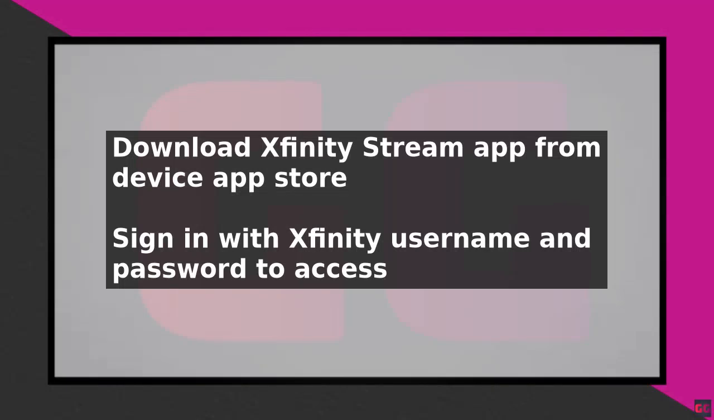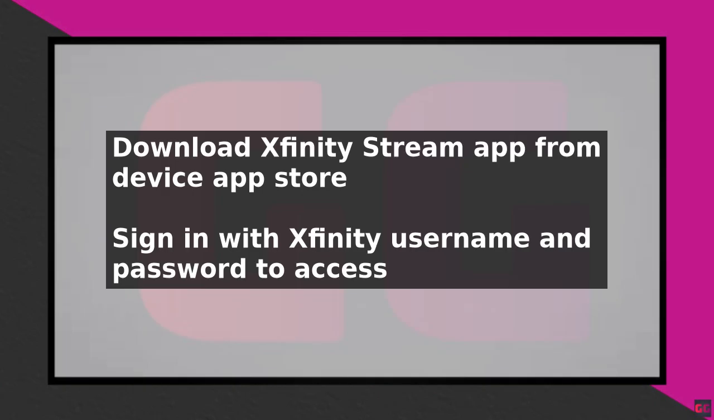To get started with Xfinity Stream, you need to have an Xfinity account and a compatible device such as a smartphone, tablet, or smart TV. First, download the Xfinity Stream app from the App Store on your device. Once the app is installed, open it and sign in with your Xfinity username and password.